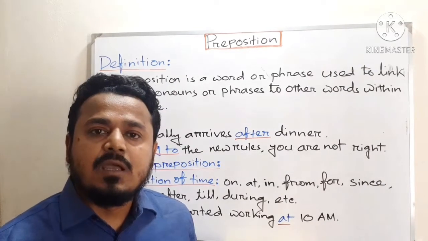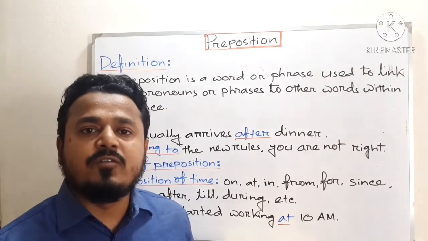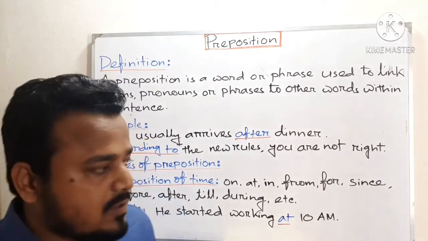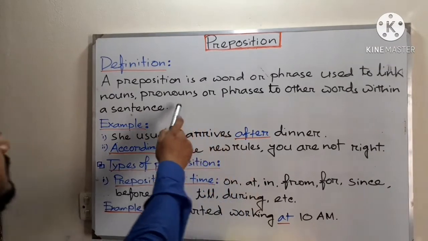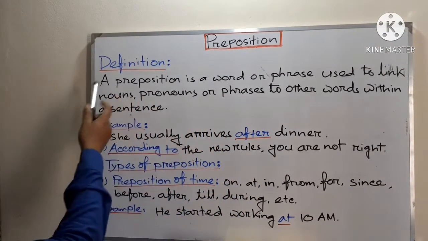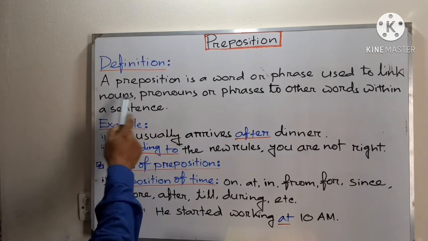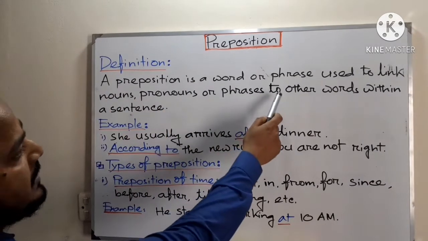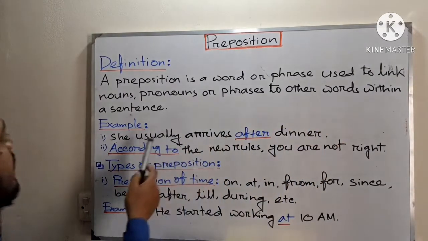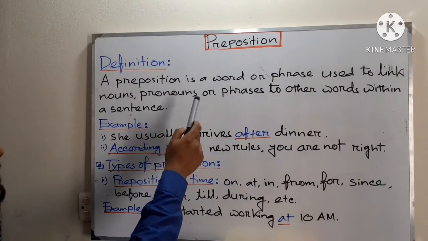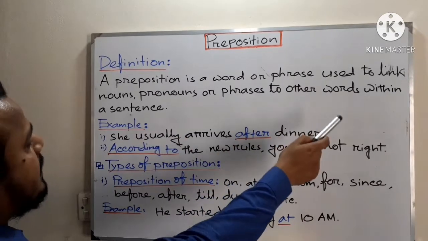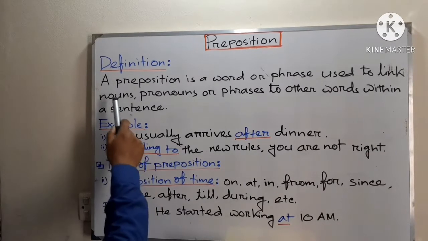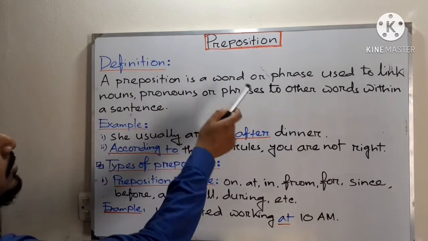Dear learners, to know the preposition, at first we have to know the definition of preposition, or what is a preposition. Look at the board. There is a definition of preposition, and what the definition is: a preposition is a word or phrase used to link nouns, pronouns, or phrases to other words within a sentence. I repeat the definition. A preposition is a word or phrase.